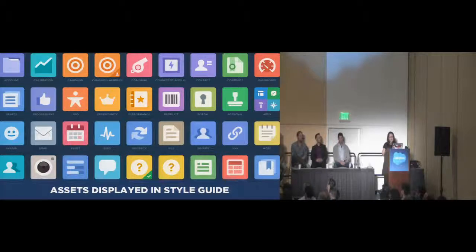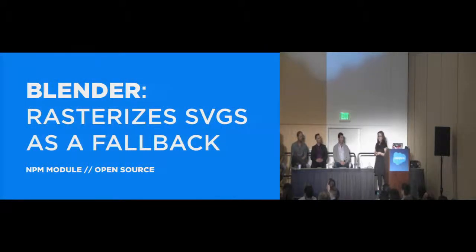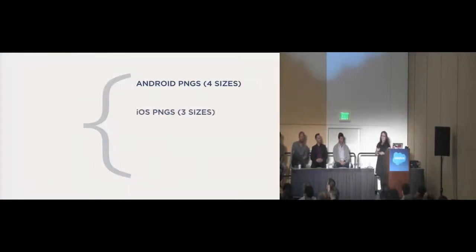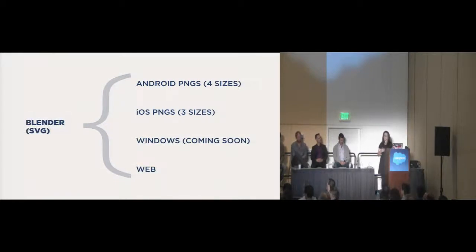And when the designers are creating these icons, it's really difficult to create several versions of these icons for all the different sizes needed. So we have another tool that we built called Blender, and it basically takes SVGs and it rasterizes them as a fallback. And so for Android, you have like your 4 different sizes. iOS, you have your 3 different sizes. Soon we'll be doing it for Windows as well. And of course, the different sizes we might need for web. But from the designer's perspective, like saving out all these assets is a lot of work. We don't have to do that anymore. We just save them in a repository, and those assets get created.